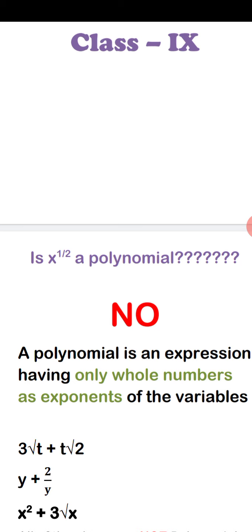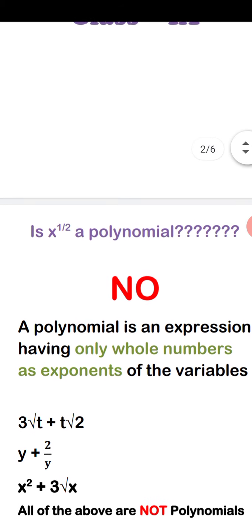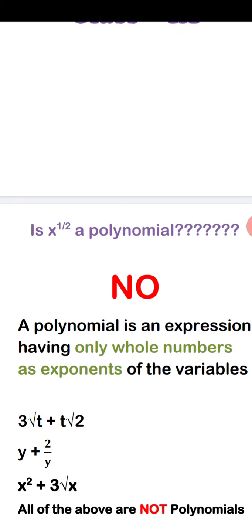Let us take a few examples of expressions which look like polynomials but they are not polynomials. 3 root t plus t root 2. Here t has under root on it, means the power of t here is 1 by 2, which is a fraction. It's not a whole number. So this expression is not a polynomial.